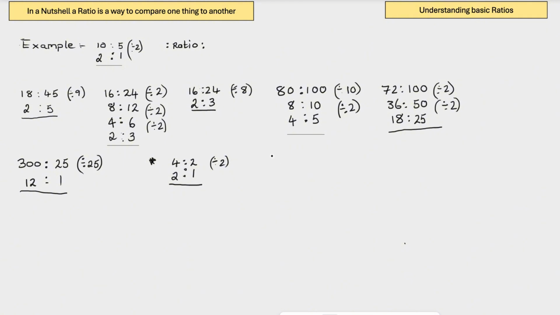Another simple, easy one again. 7 to 21. Well, I know my times table, and I know that 7 and 21 are in the 7 times table. So I know I'm going to divide them by 7. 7 into 7 is 1. To the ratio of 7 into 21 is 3 times. That's your answer. Fully simplified, 1 to 3.